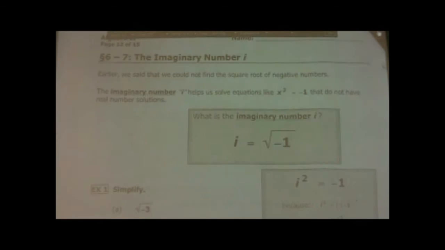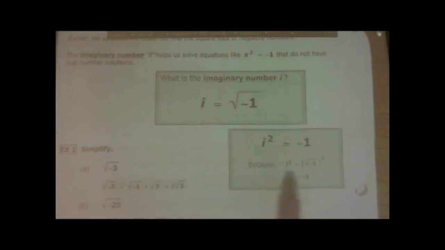Now, if we go to this next box, i squared then is the square root of negative 1 squared, which is negative 1. All right? So i squared is negative 1. So guess what? i squared is now a real number. So when we simplify i squared, we're going to be simplifying to a real number.